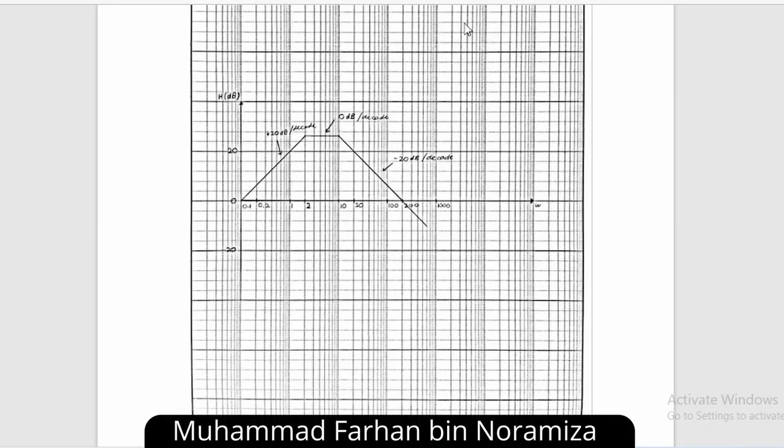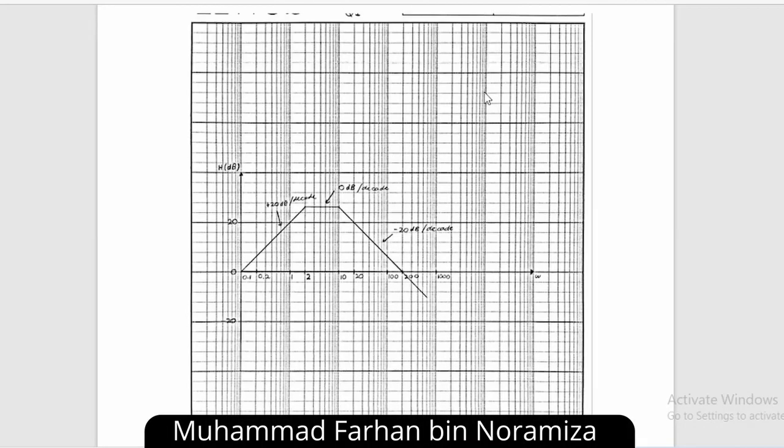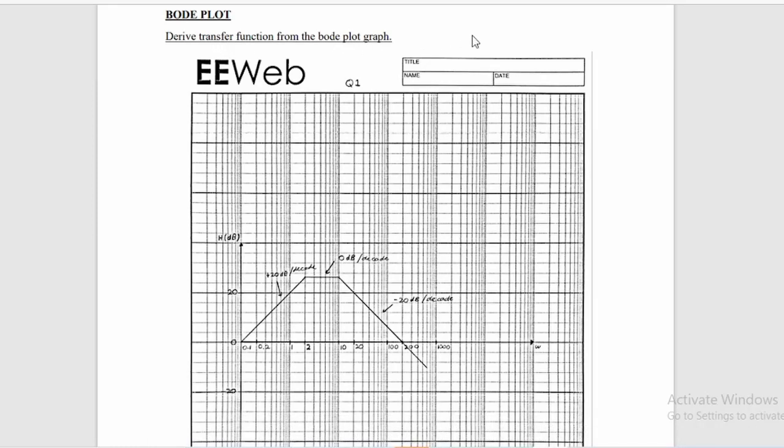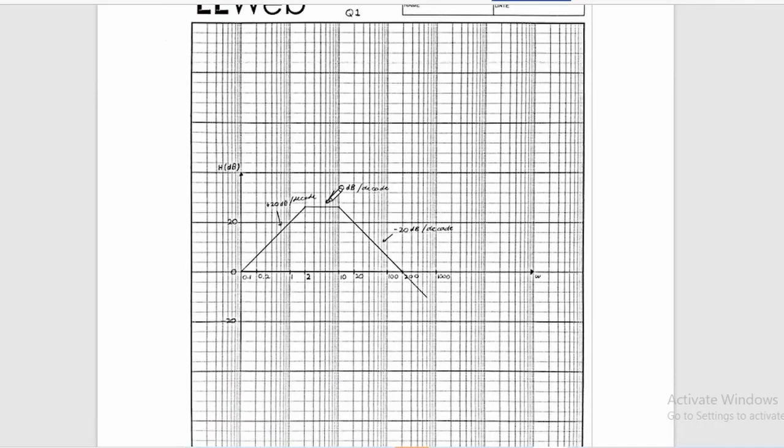So now I will explain how to derive a transfer function from a Bode plot. So here we have a graph. The first thing is we need to know the gain. To know the gain, we will check at the origin here, and we see that there is an inclination. When there is an inclination or declination, it means that there is a zero at origin or a pole at origin.